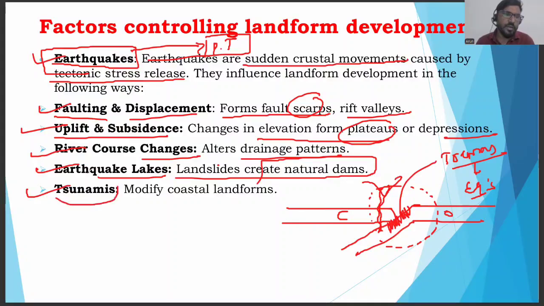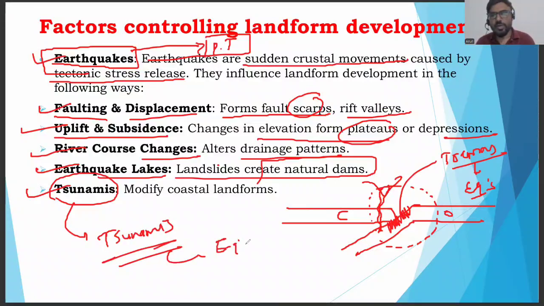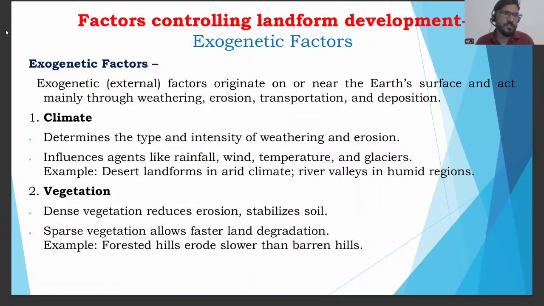Earthquakes could also be responsible for the origin of tsunamis. Tsunamis are also in the form of waves, nothing but harbor waves. Moving to the next part of this topic, that is exogenetic factors, right, guys?